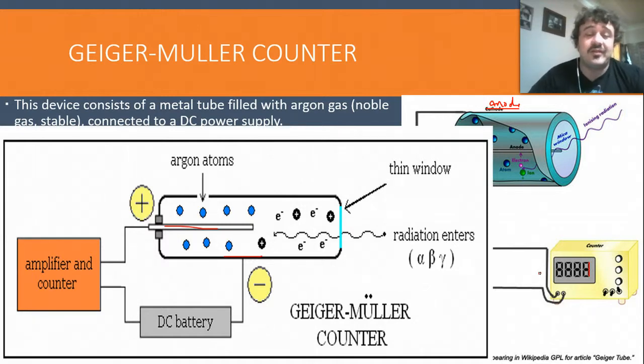This is actually a pretty good picture. I like this one. Here we see cathode, anode. It comes in, the electrons are attracted to this, and that will complete your circuit.